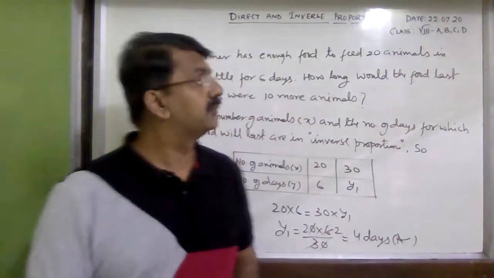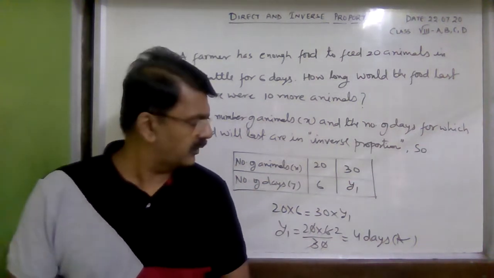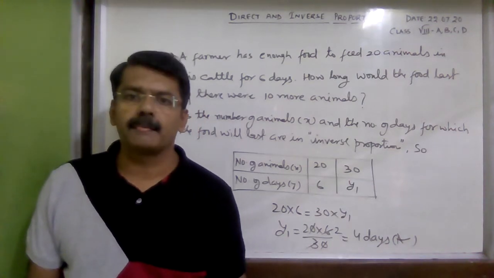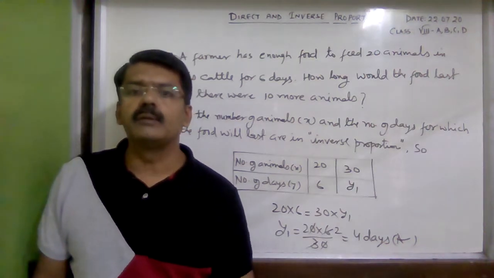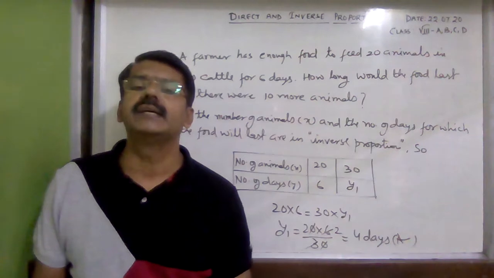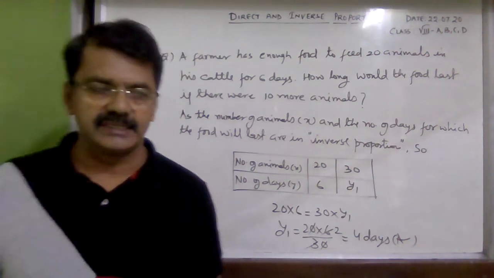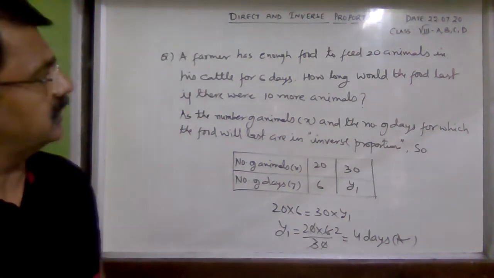Means if 10 more animals are there, then the food will last for 4 days instead of 6 days. So it is quite obvious, when more animals are there, the food will be consumed more with more speed, and it will last for less number of days. Clear? Now we'll do the next question.